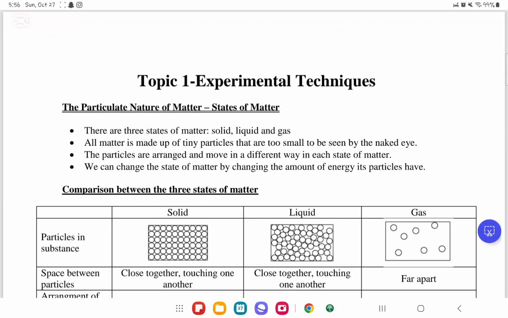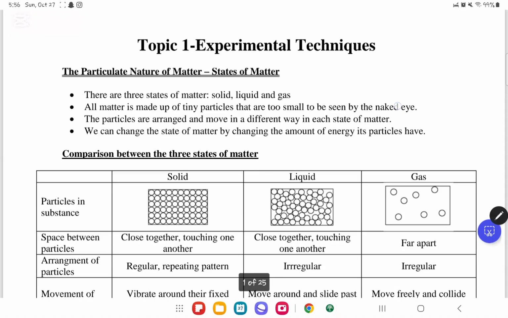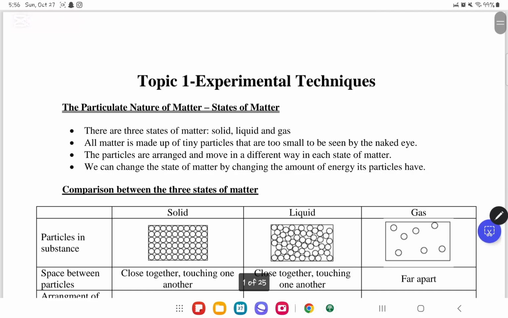Hello guys, today I'll be explaining the topic 1 experimental techniques. You can find it on SDP. It's 25 pages long, so this video might be long, I'm not sure. But so far it seems really easy, so let's start.